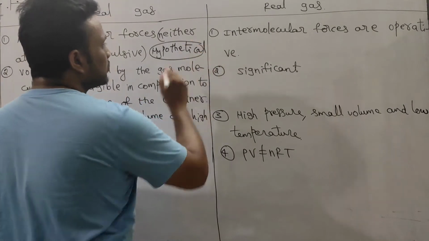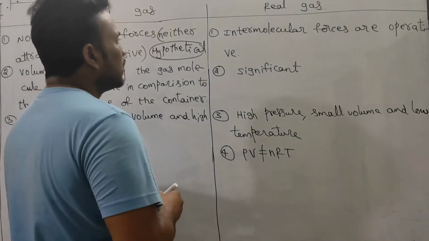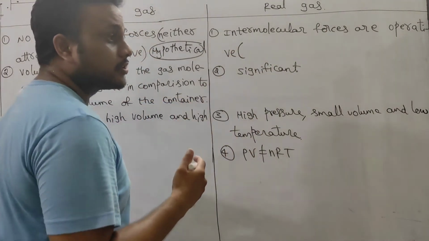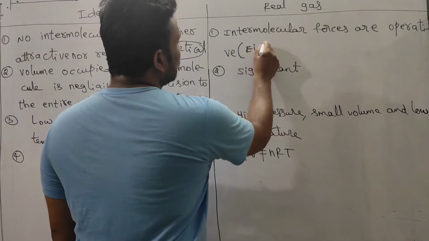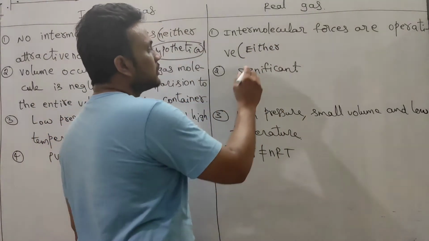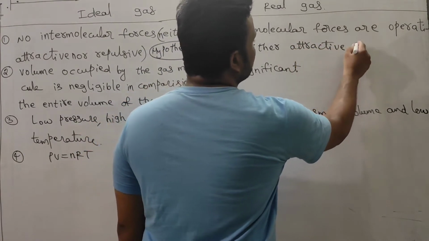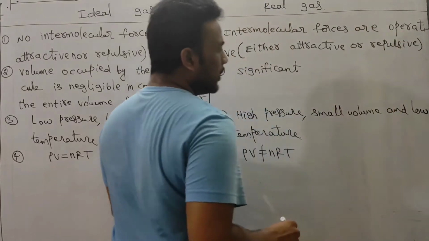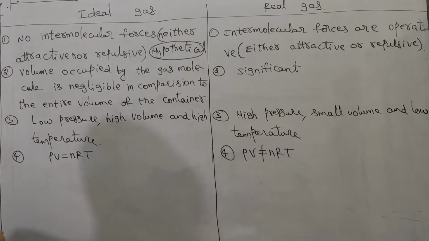And let's see real gases. Intermolecular forces are operative. In general students think intermolecular forces means only attractive forces, but in fact two types of intermolecular forces are present, either attractive or repulsive. So let's come to the next point.